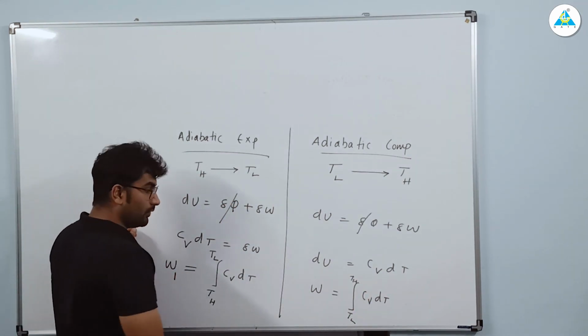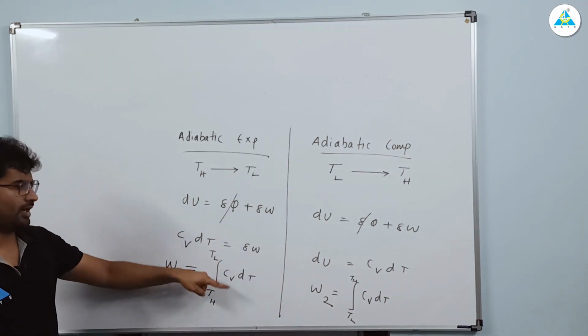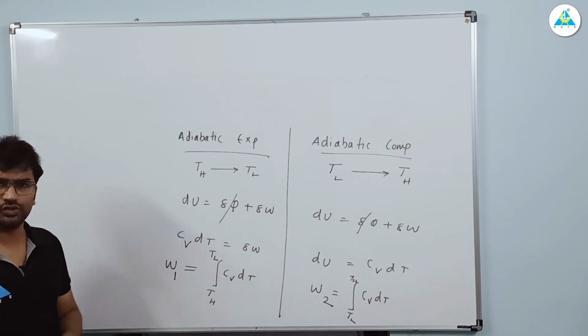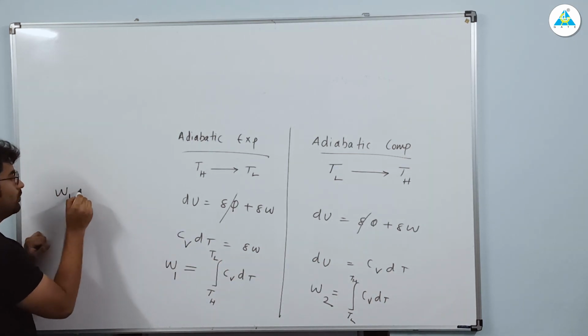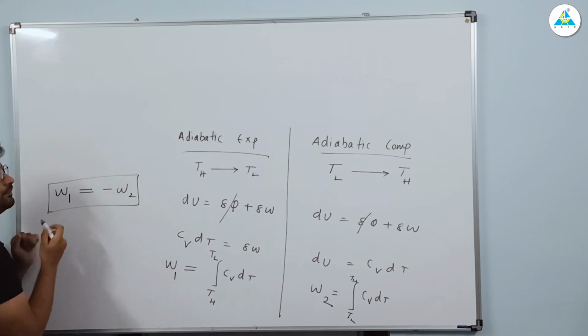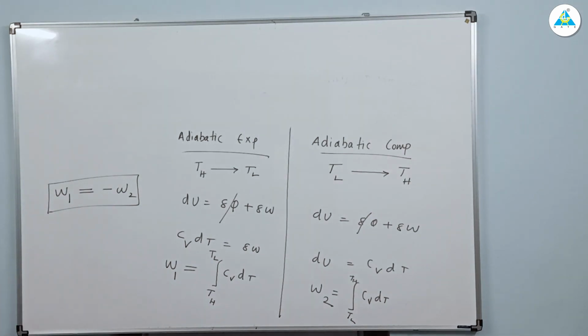So अगर ये आपका W1 है, ये आपका W2 है, what will be the relation? Only आपका what has changed? Limits interchange हुआ है. So you can say what? W1 will be equal to minus of W2. Clear? So this is another question based on this Carnot cycle. So I hope this doubt is also clear.